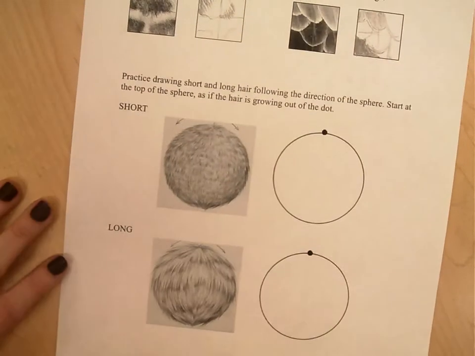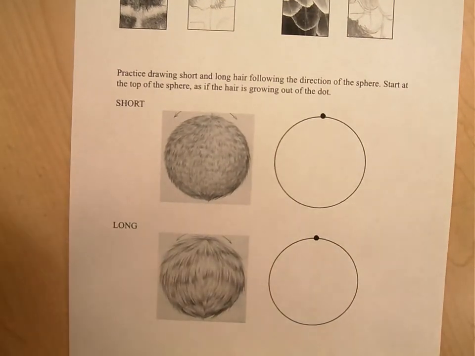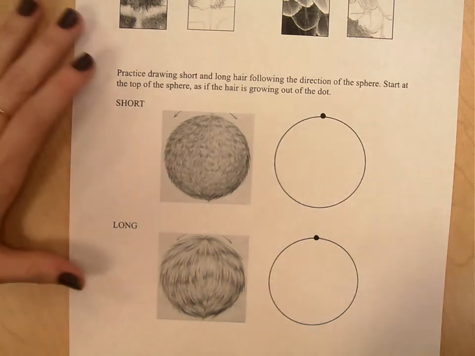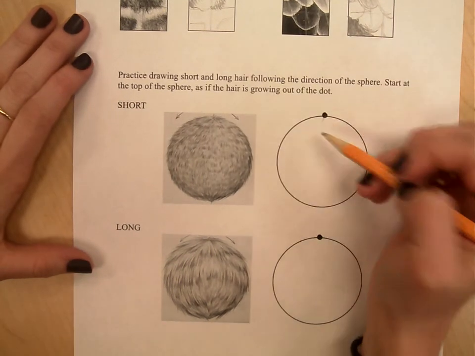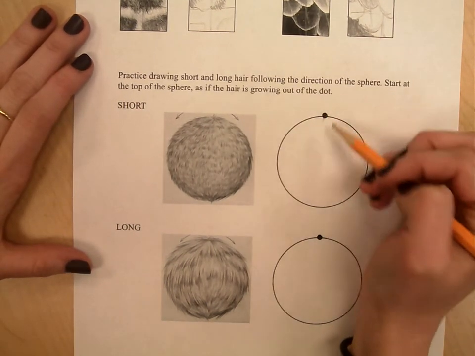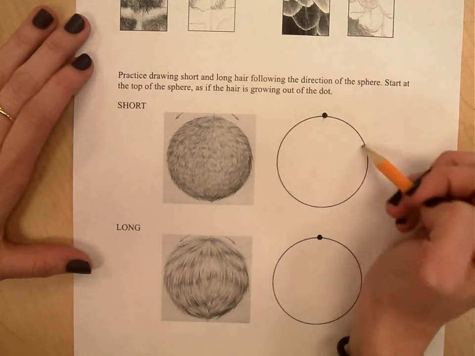Down here, it is two pictures of spheres, one with short hair and one with long hair. It might seem funny, but the hardest thing to do is to make the hair look realistic. One of the ways that you can do that is to have the hair going in the direction of how it's falling off the body. If you use this dot as your center point, you can notice where the hair is coming from, what direction the hair is coming out of.